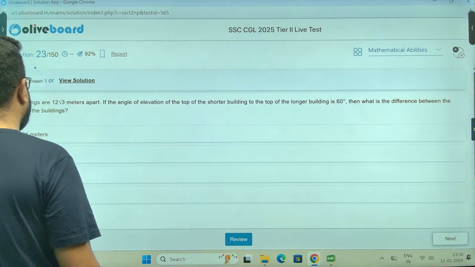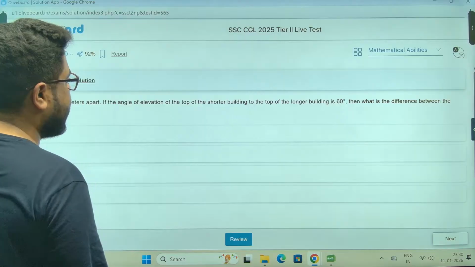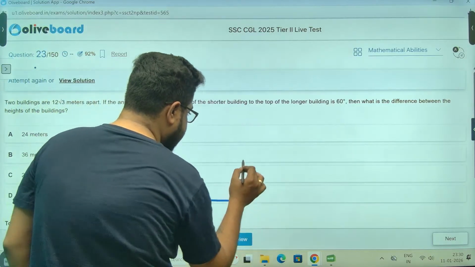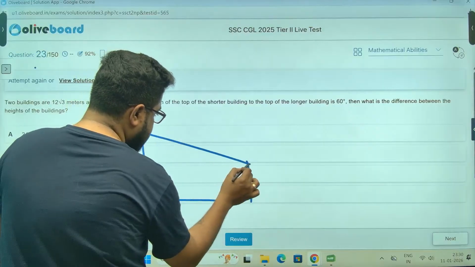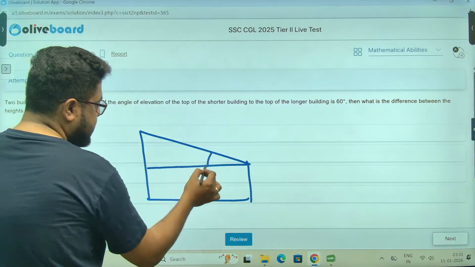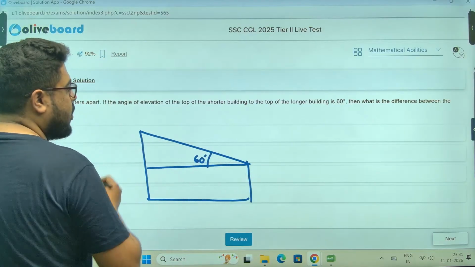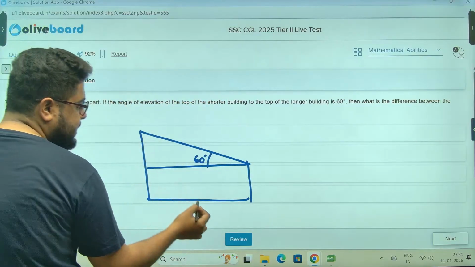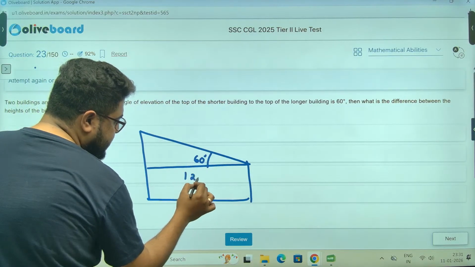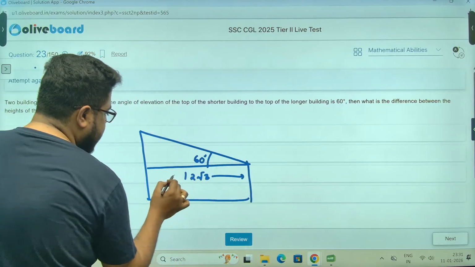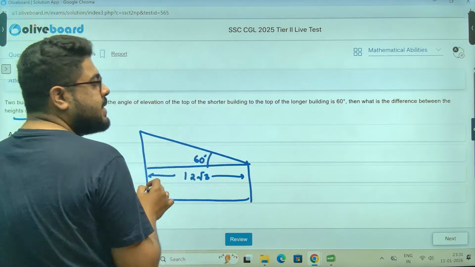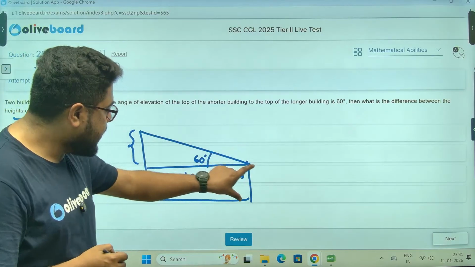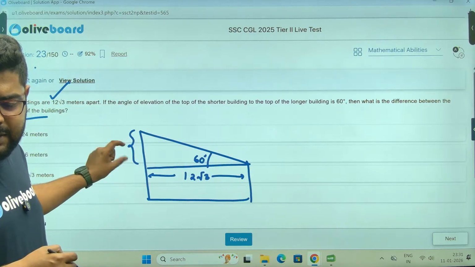Chalo. Two buildings this much apart, angle of elevation shorter to longer is this. I don't think this is a very difficult question. This is 60 degrees, sir, shorter building to longer building. 12√3 meters apart, meaning this is 12√3. They are asking difference of the heights, meaning they are asking this particular part. This is one height and this is the whole height, so difference will be only this much.